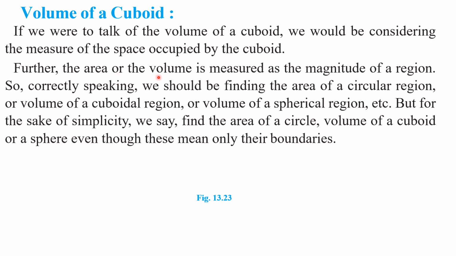So, finding the area of a circular region means the circular region is denoting the space occupied by a circle. Yes or no, my children? Similarly, volume of a cuboidal region means the measure of the space occupied by a cuboid. Similarly, volume of a spherical region means it is a measurement of the space occupied by a sphere. Okay, my children, understood this point?